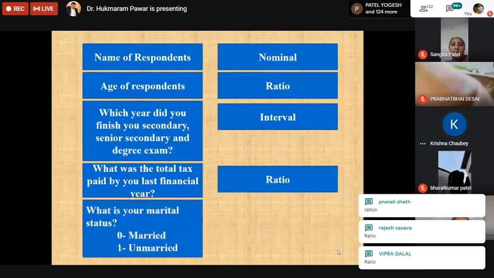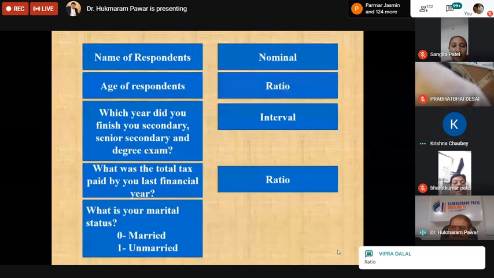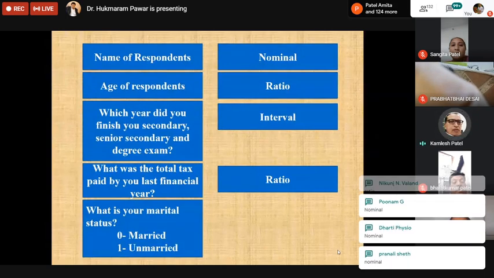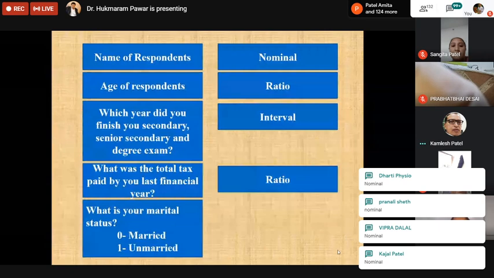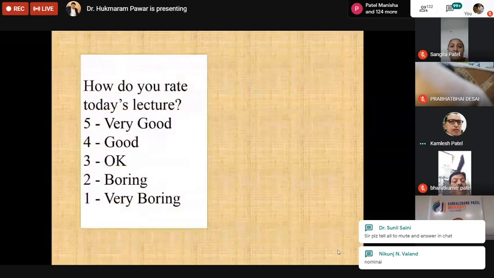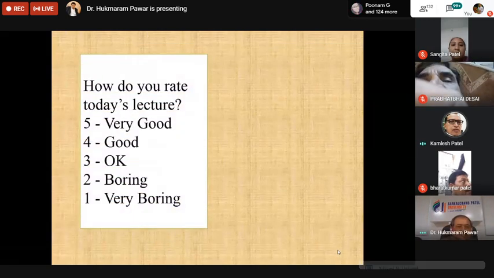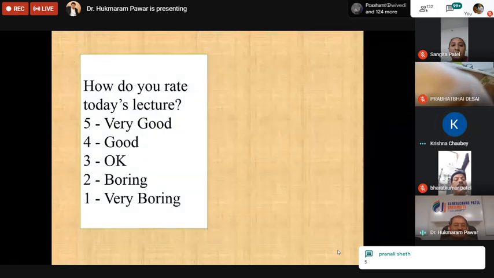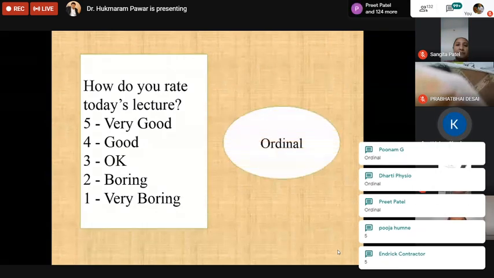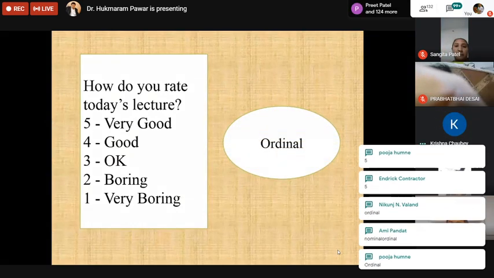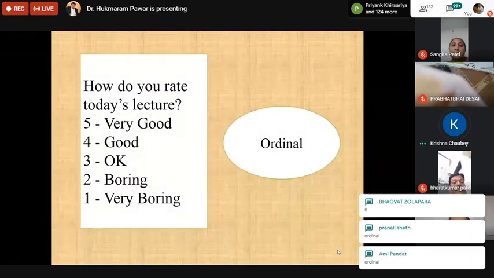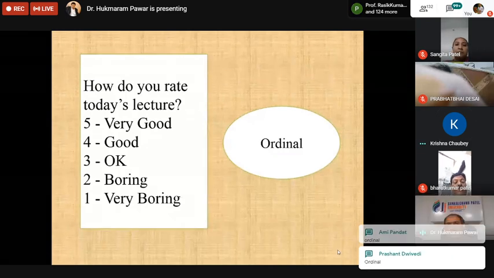Then one more question: what is your marital status? The answer is nominal, obviously. One more question, the last question: how do you rate today's lecture? Normally we ask this as ordinal. So with the help of this, you can identify the types of data, and on the basis of these types of data, you can apply the appropriate statistics.